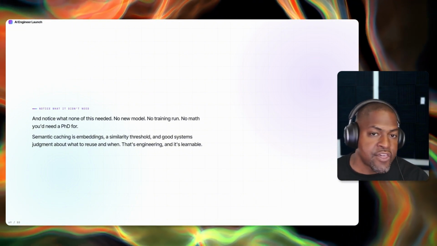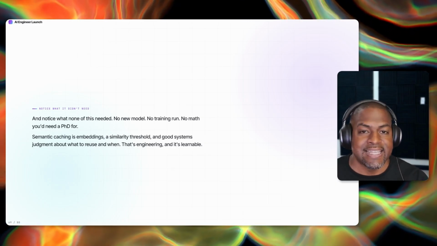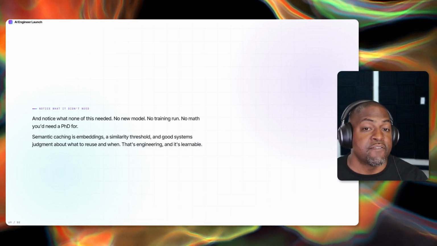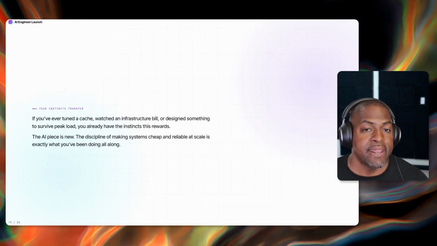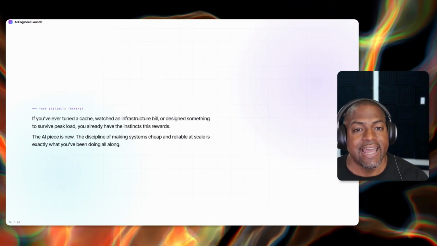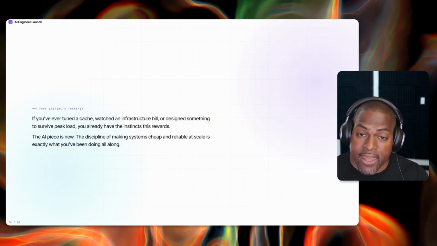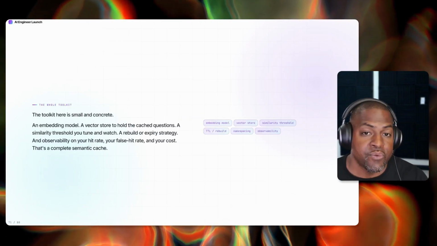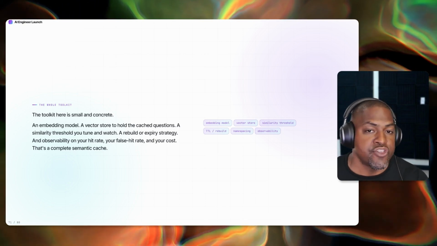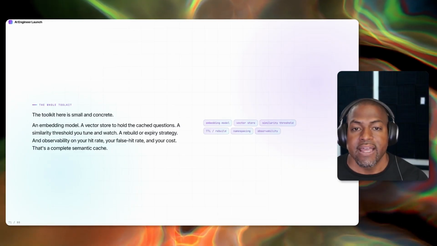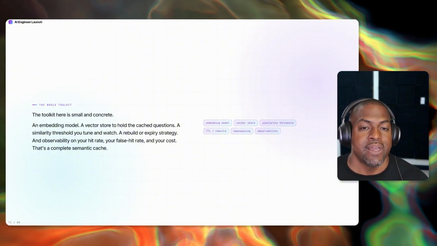If you've ever tuned a cache, watched the infrastructure bill, or designed something to survive peak load, you already have the instincts this rewards. The AI piece is new. The discipline of making systems cheap and reliable at scale is exactly what you've been doing all along. The toolkit here is small and concrete. An embedding model, a vector store to hold the cached questions, a similarity threshold you tuned and watched, a rebuild or expiry strategy, and observability on your hit rate, your false hit rate, and your cost. That's a complete semantic cache. And it's exactly what companies are paying AI engineers for. Not just getting a model to answer, but getting it to answer at the scale of a whole company without the bill growing as fast as the usage. That skill is rare and it's valuable.